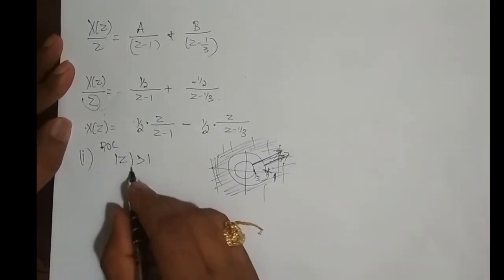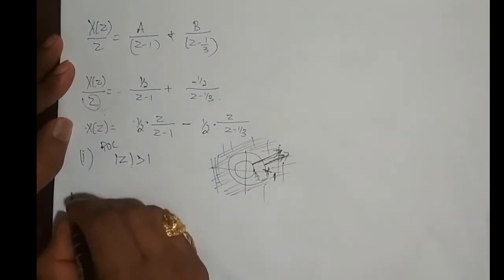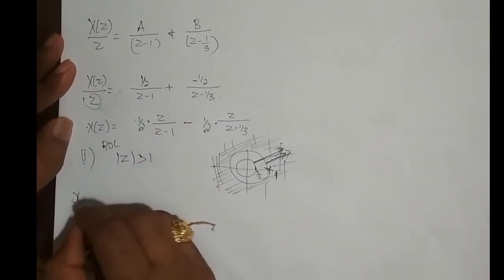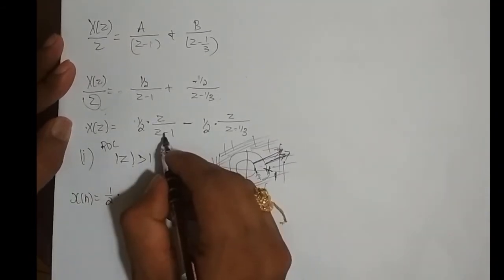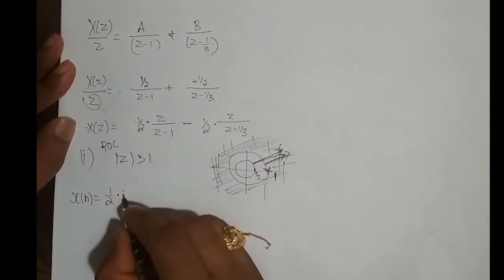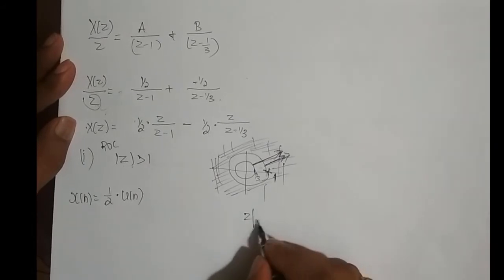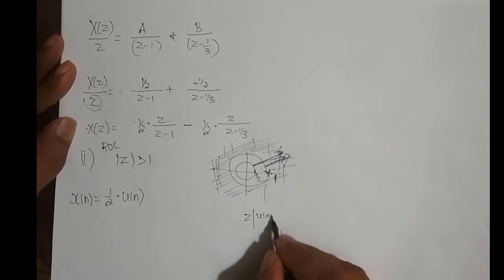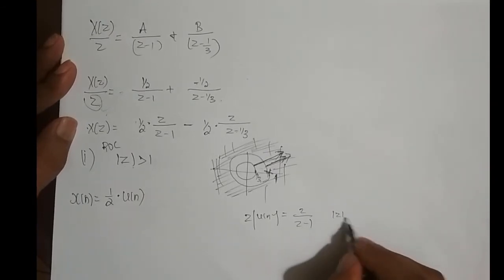Fine. So therefore this should be a right-sided sequence, and this also should be a right-sided sequence. So if I take the inverse Z transform, what do I get? x of n is equal to 1 by 2 into, what is the inverse Z transform of this for a right-sided sequence? It is u of n, correct? Now, what is the Z transform of u of n? It is z divided by z minus 1, for magnitude of z greater than 1.